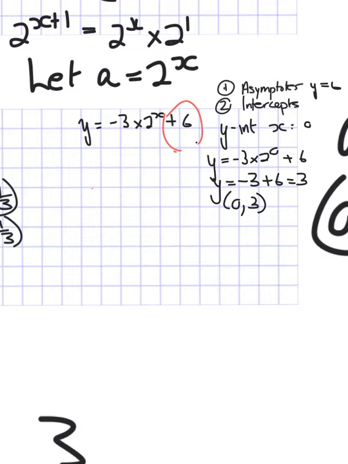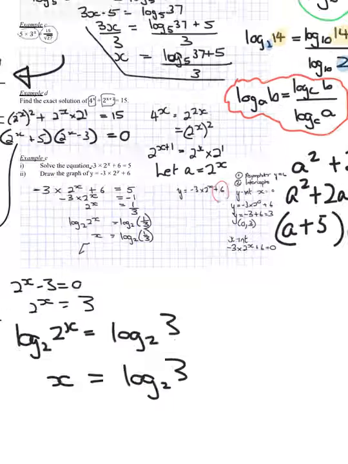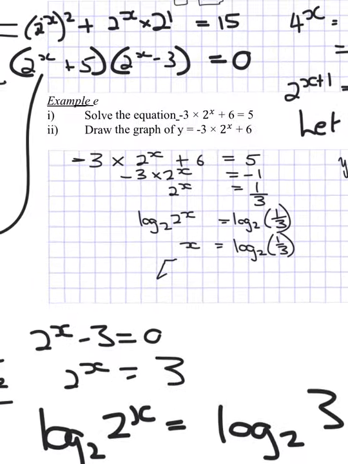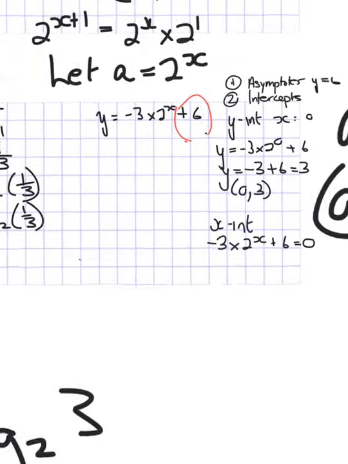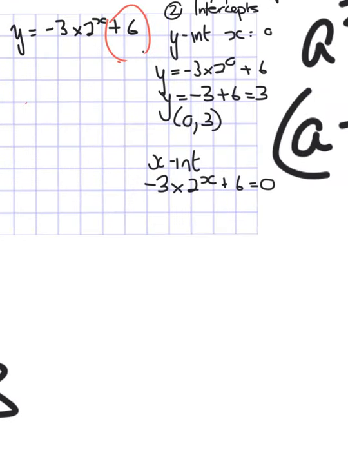That's your y-intercept. Your x-intercept is when y equals 0. So you're going to get the equation -3 times 2 to the x plus 6 equals 0. Very similar to the equation we just solved over here, except this one was equal to 5, and this one's equal to 0. So we're just going to solve that equation. We get -3 times 2 to the x equals -6, so 2 to the x is -6 divided by -3, which is 2.